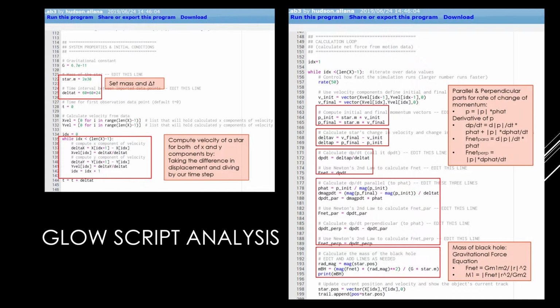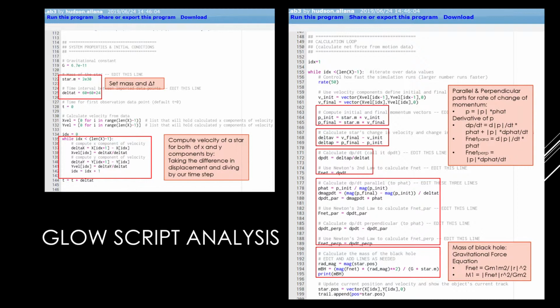We use GlowScript to analyze the star's motion and to find the black hole's mass. You can see in the first screenshot on the left that we started with putting in the star's mass, which in my case was 2e30, and delta t being the seconds in a full day. We also use the while loop at the bottom to compute a velocity of the star for both the x and y components by taking the difference in the displacement and dividing it by our time step.